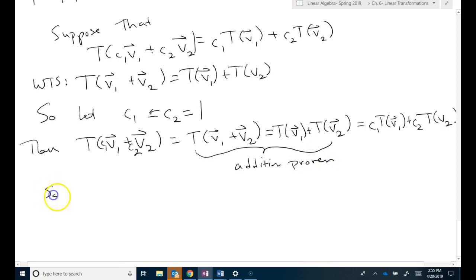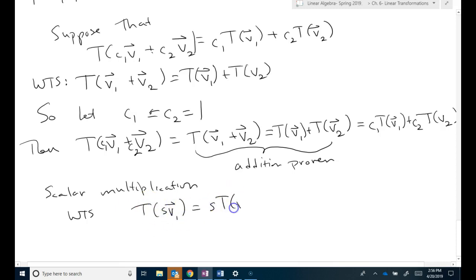So for scalar multiplication, we want to show ST of V1 will equal T of SV1, will equal ST of V1.